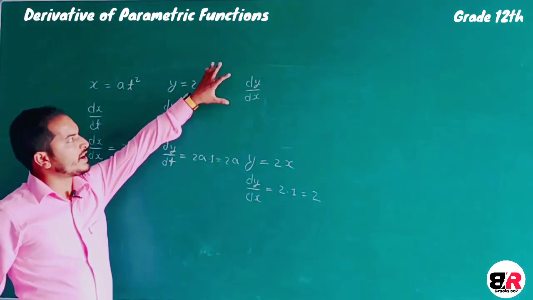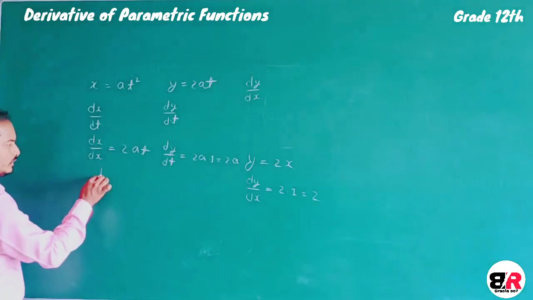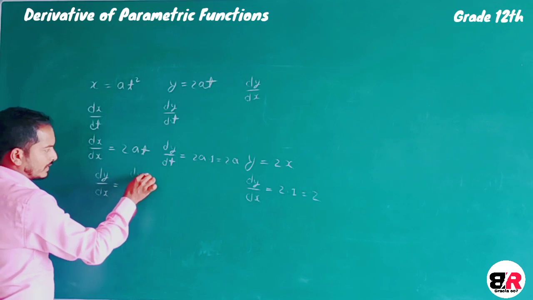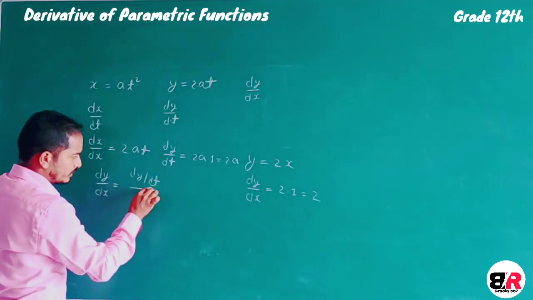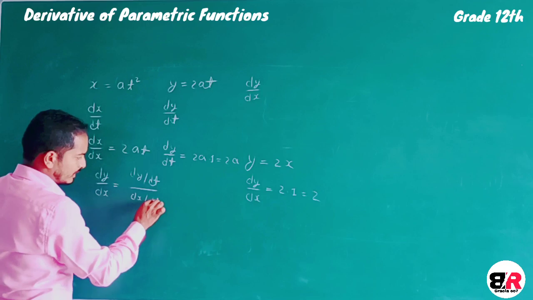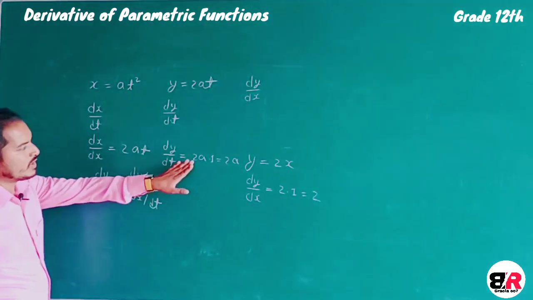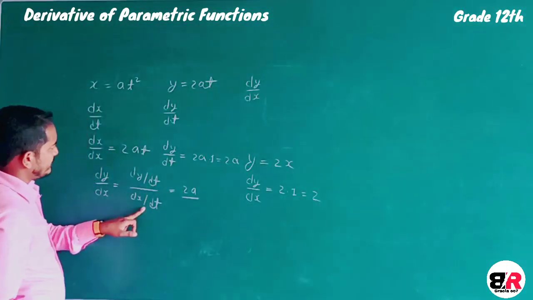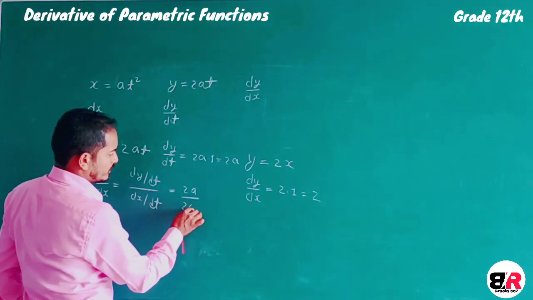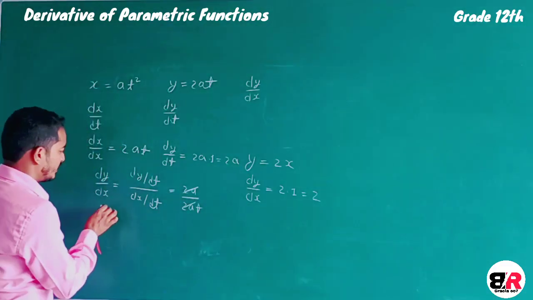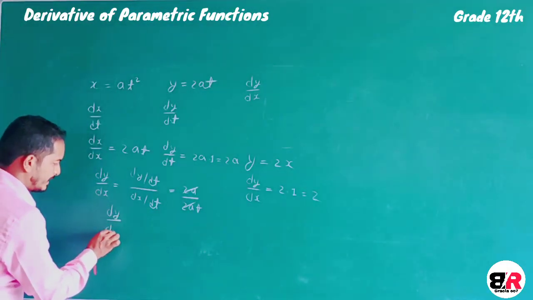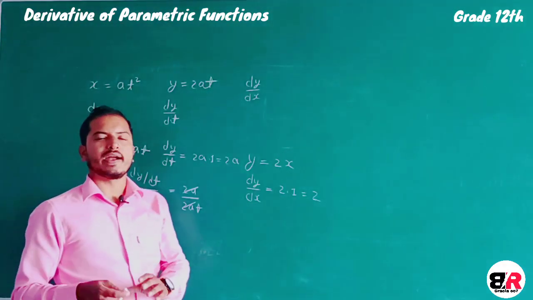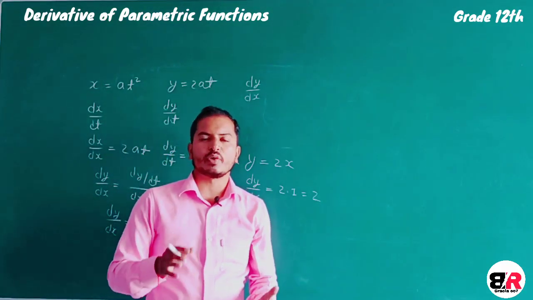Now ultimately we need to find dy by dx. Look carefully. dy by dx will be dy by dt upon dx by dt. Dy by dt is 2a, then it is 2a upon dx by dt, which is 2at. 2a and 2a cancel out, then we have the required answer as dy by dx is equal to 1 upon t.